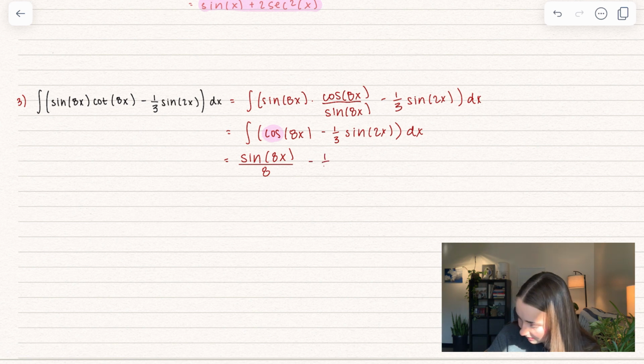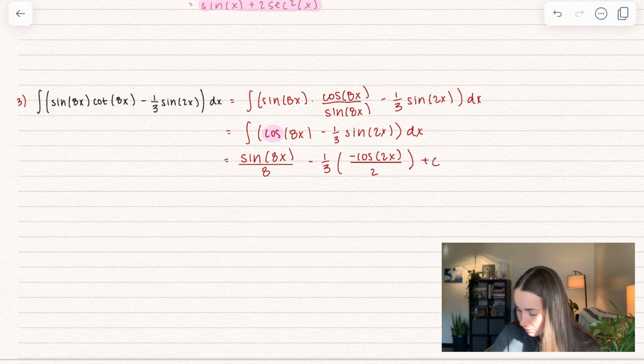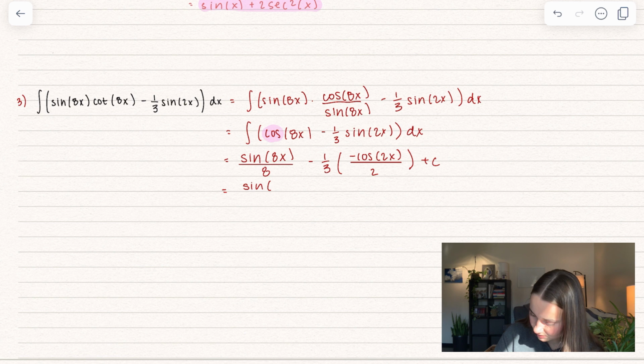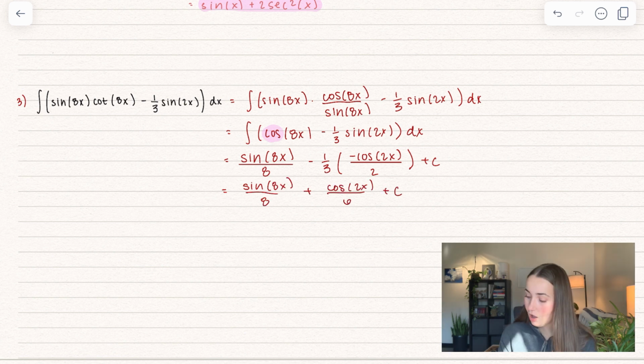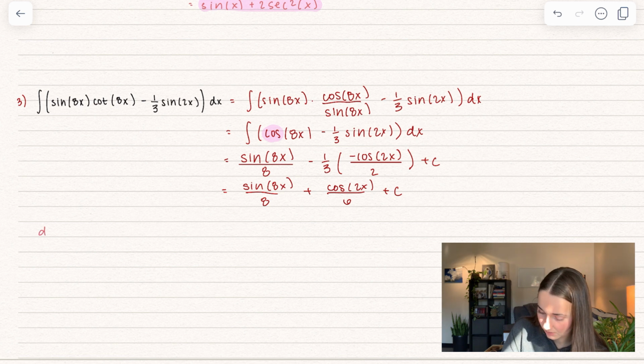And now I'm going to do the same thing on this one. So the antiderivative of sine is negative cosine. And now instead of multiplying by 2, I'm going to divide by 2. And then I'm going to add on some value c. So let's go ahead and rewrite that to look a little bit nicer. Okay, so we have a solution here. We want to make sure that this is actually our solution and we didn't forget anything.